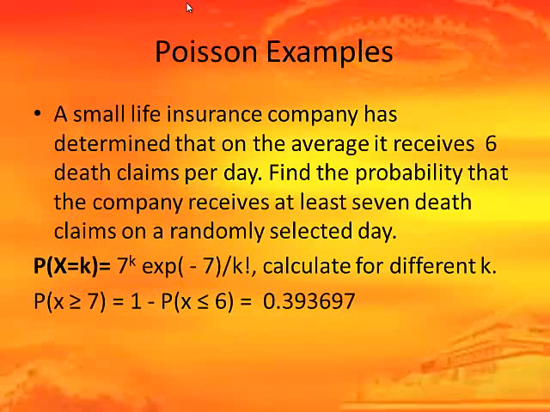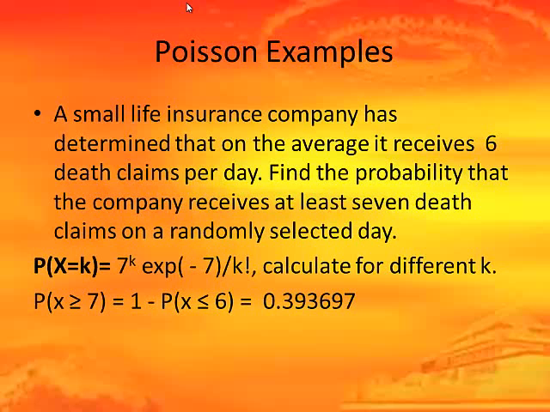Okay, so this is a standard type of Poisson problem that is set. A small life insurance company has determined that on the average it receives 6 death claims per day. Now remember that an insurance company insures hundreds of thousands of people. The probability of death on any given day for any one person is very small, but if you have 100,000 people, then some of them will be dying. And so it says that this is 6. So 6 is your lambda now. It means that this is the average number of claims.